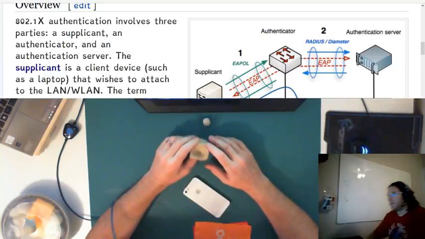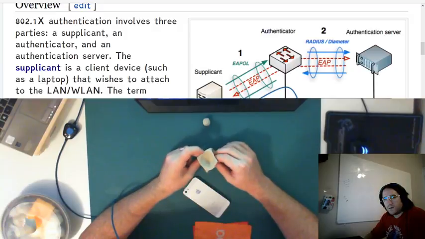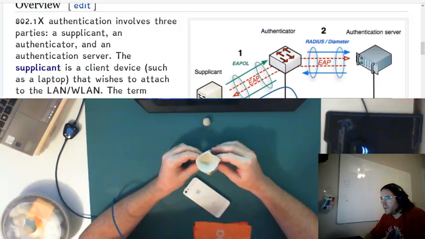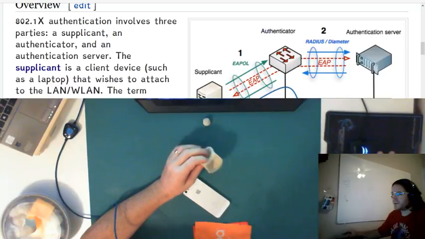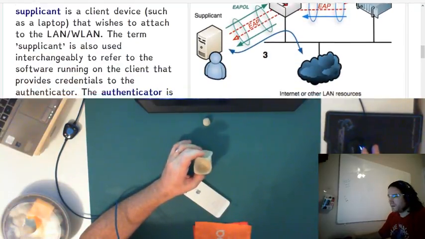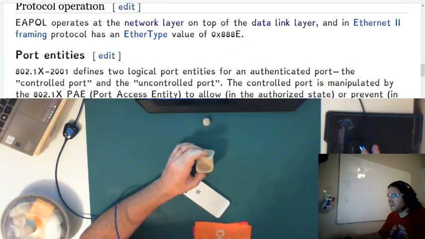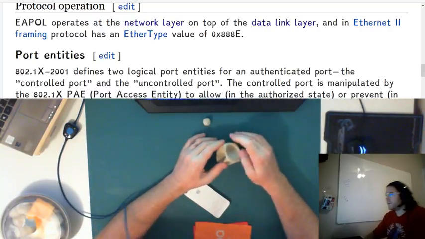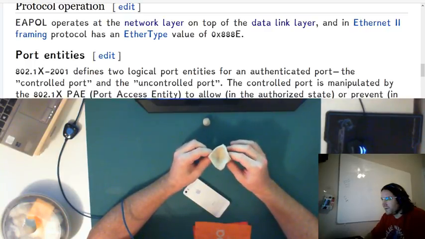Overview of 802.1X. 802.1X authentication involves three parties: a supplicant, an authenticator, and an authentication server. The supplicant is the client. Got all that. Protocol operations. EAPOL operates at the network layer on top of the data link layer, and the Ethernet II framing protocol has an EtherType value for it.